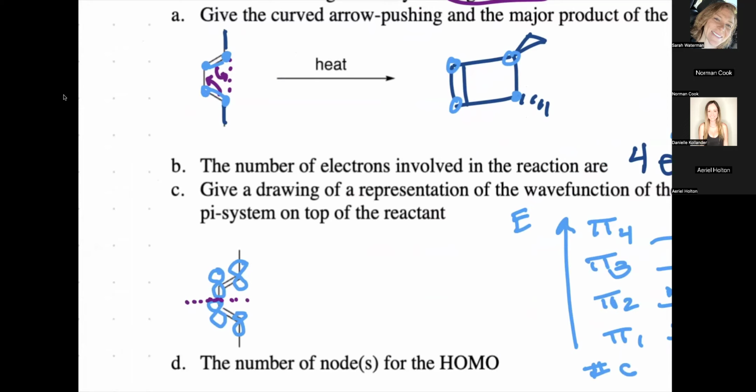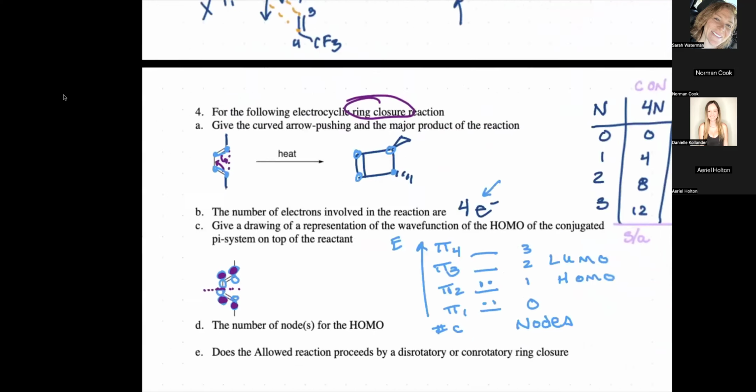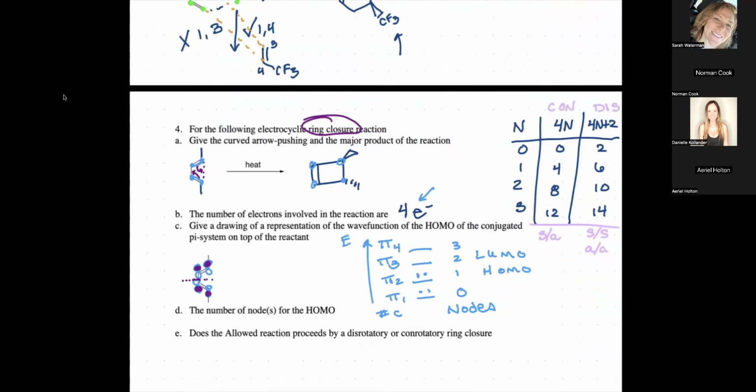All that means is that on one side and on the other side we have opposite phases. A node, remember, flips where your bonding and anti-bonding systems are, your electron systems. That's all it's asking for. This is specifically asking for the HOMO, so we're drawing the HOMO. For the number of nodes, we decided that's 1.